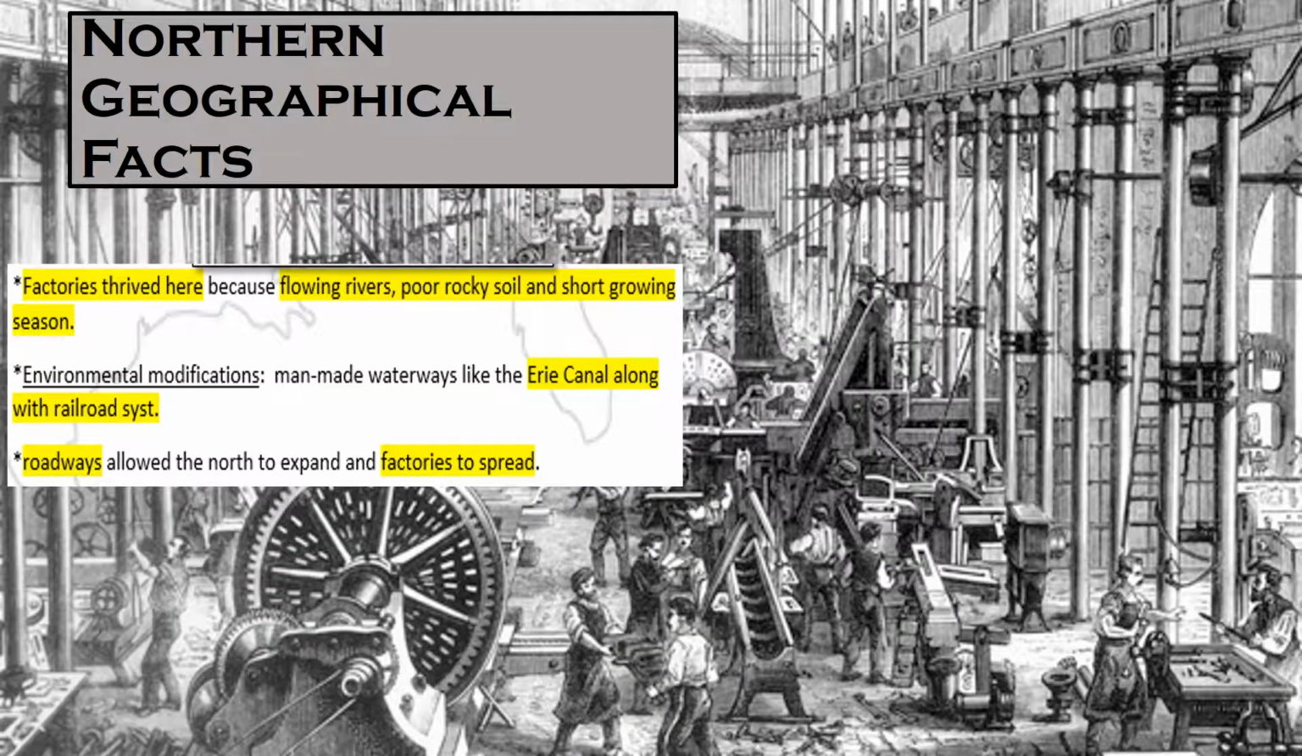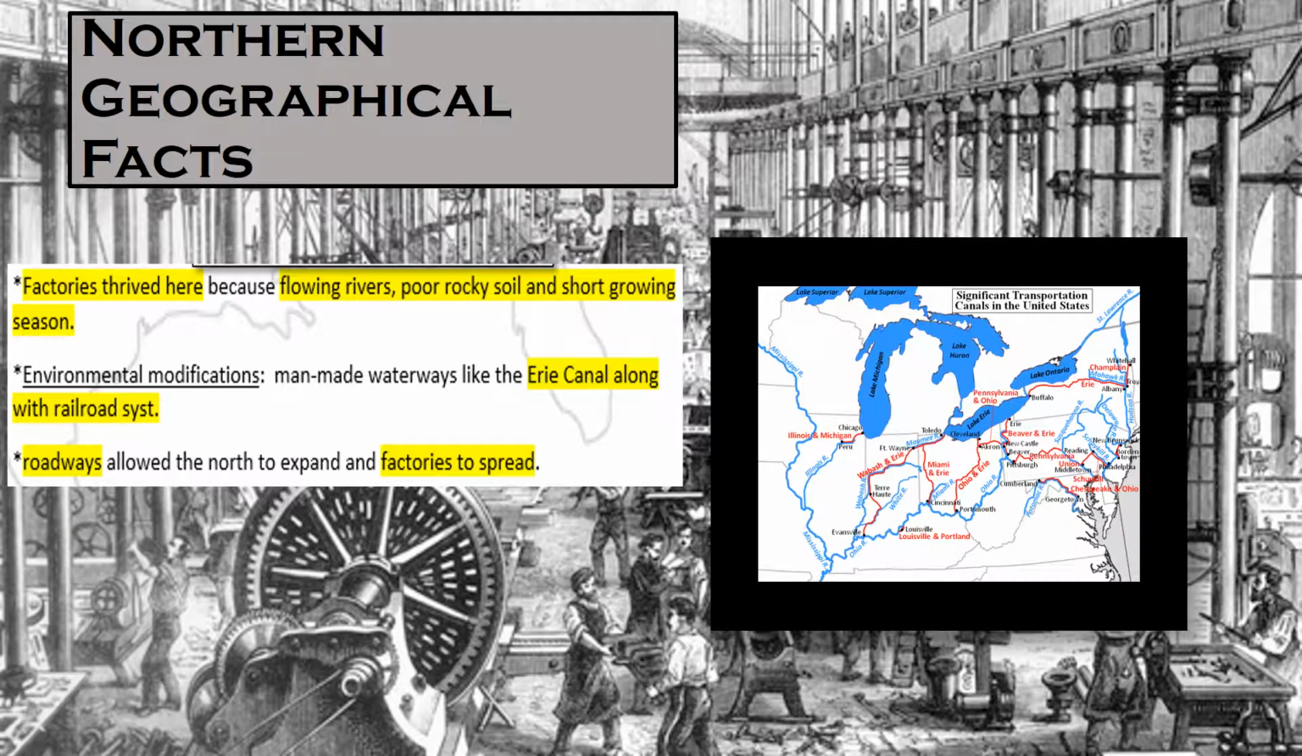All right, so now talk about northern geographical facts. So again, factories thrived here because of flowing rivers. Okay, so you can see our man in the map. I'm going to use green because he's already blue. So here's the Mississippi River. Here's his nose. Okay, here's his belly button. Remember, the belly button is where the Ohio River meets the Mississippi River. So we have our 2 rivers, and just look at how many rivers spawn off of those 2.